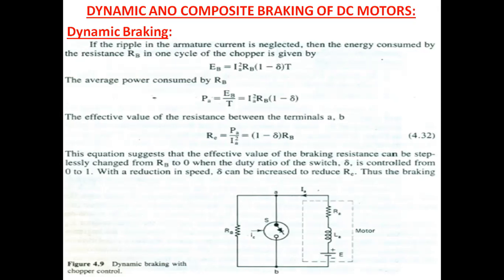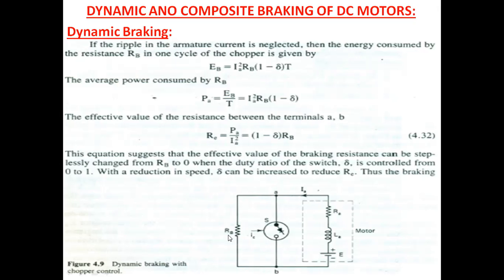Okay, so if you operate the switch for a period of t and close it for a period of delta t, this allows stepless variation. So there will be a stepless variation in the value of resistance between the terminals A and B. If you neglect the ripple in the armature current, then the energy will be consumed by the RB.